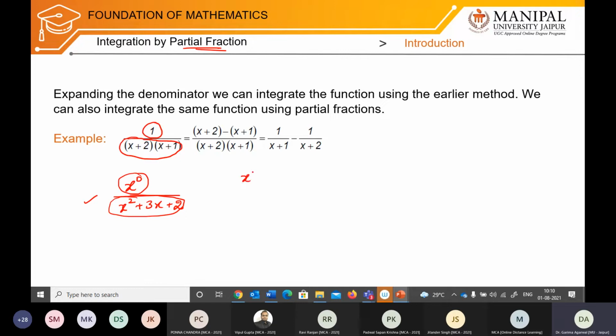If our term is like x square plus 2x over x square plus 5x plus 6, in that case we cannot use partial fraction. We first need to divide, and then only on the remainder term can we use partial fraction, right? So only when the degree of the denominator is greater than the degree of the numerator can we use partial fraction. This is the first condition.